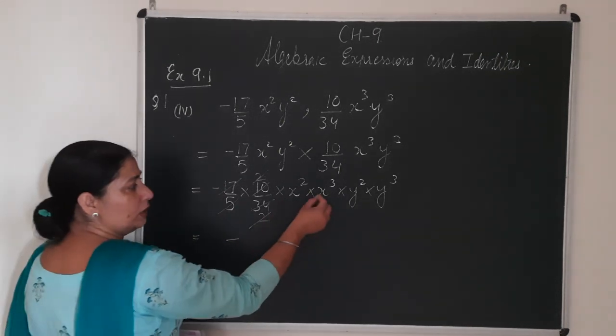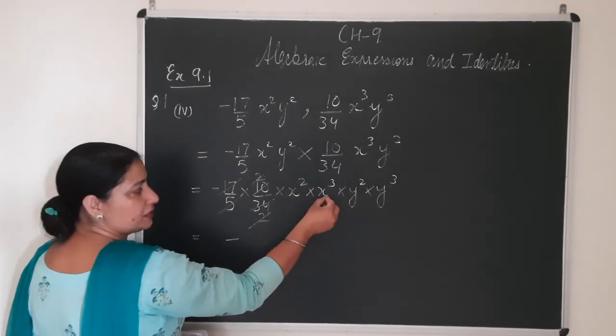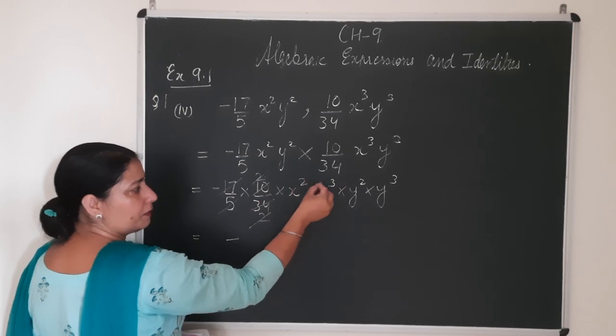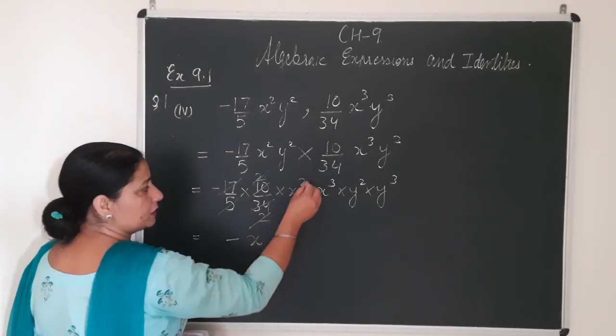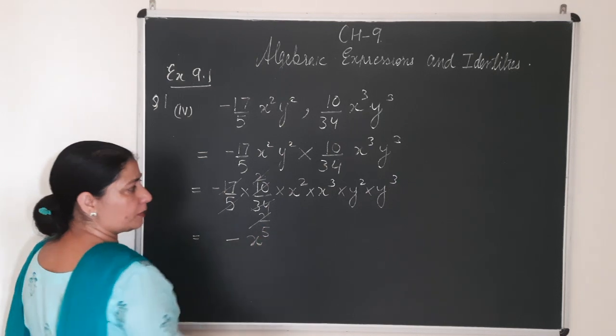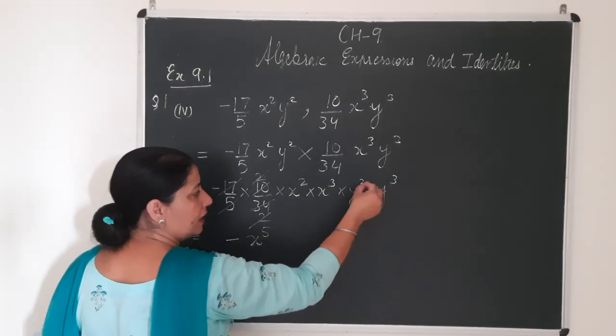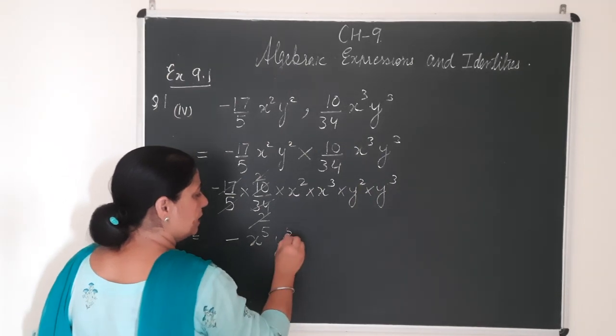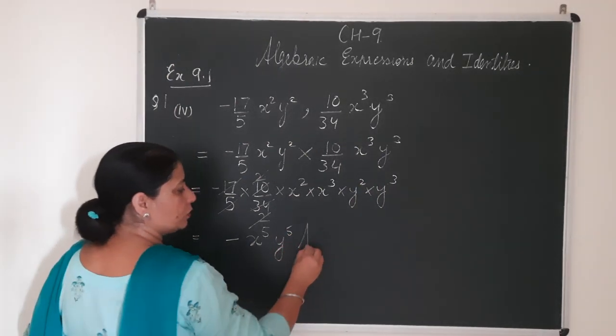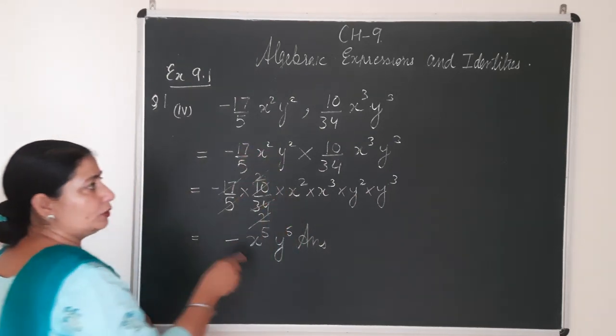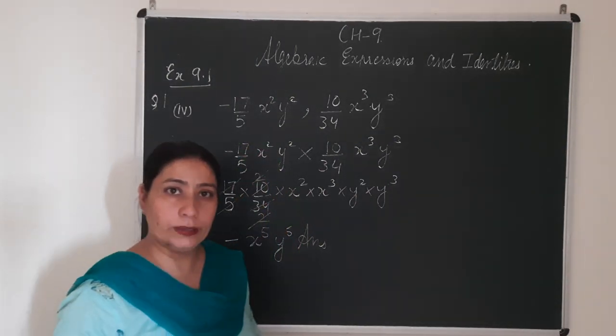Now let's come to the variables. Bases are same, there is a multiplication sign, the powers will get added. So x power 2 and x power 3 will become x power 5. Similarly, bases are same, there is a multiplication sign, again the powers will get added, so it will be y power 5. So this is the way we have to get to the answer in question number 1.